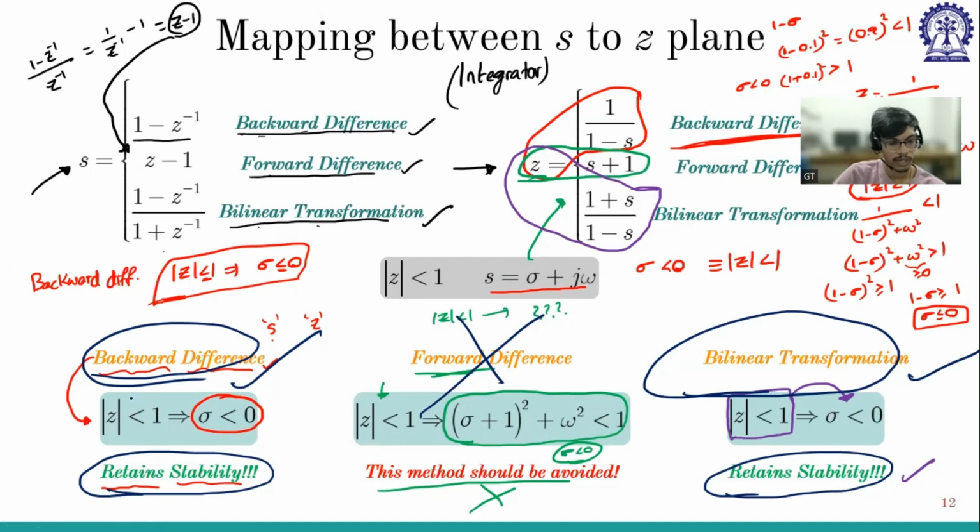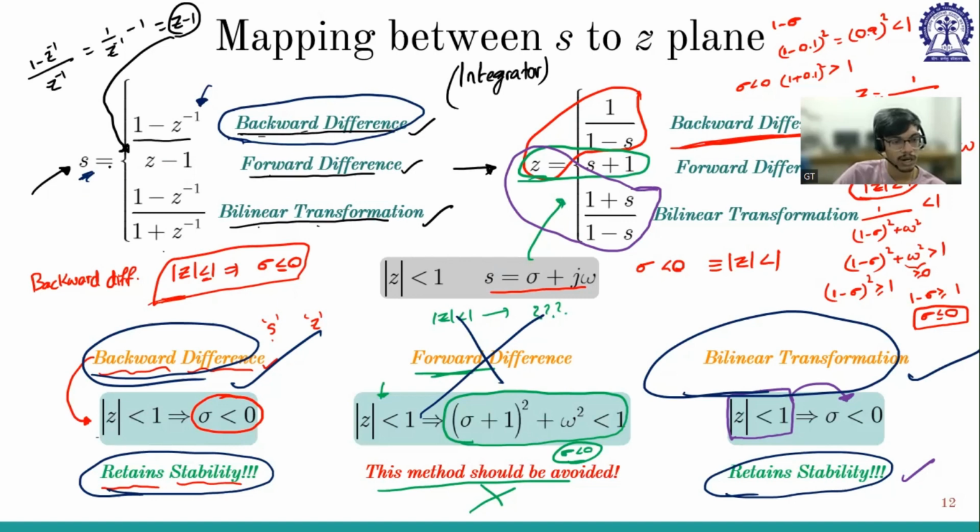No, that is a different thing. What I'm saying is, if I'm using any mapping between S domain to Z domain, and if my system is unstable in S domain, it should be unstable in Z domain as well, right? Then only the transformation makes sense. But if it is not telling me that, then it does not make sense.